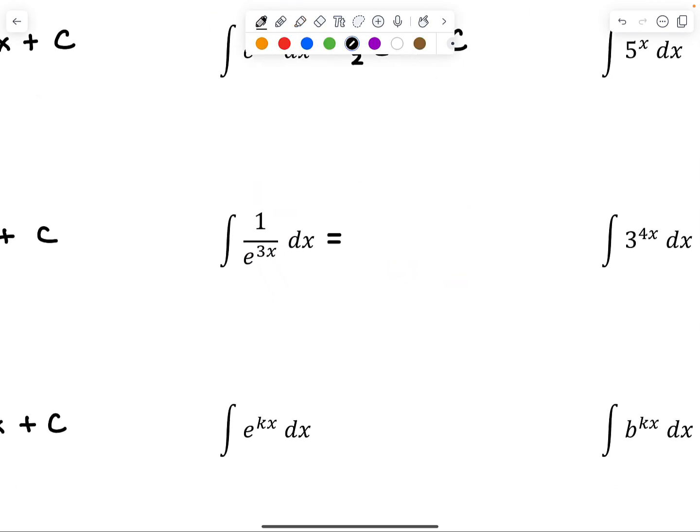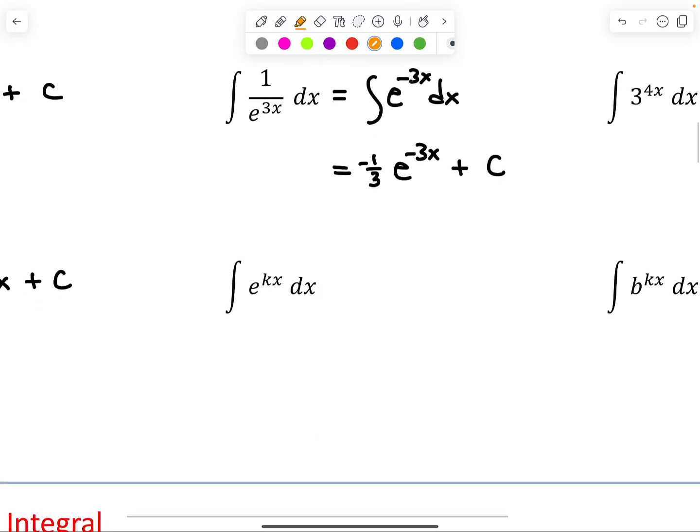Next example, best to rewrite this as e to the negative 3x dx, and then use the same principle. The answer will be e to the negative 3x with some coefficient here, so that when I differentiate, the derivative of e to the negative 3x will be itself times a negative 3. So I need a coefficient such that that coefficient times negative 3 will become 1. Well, that coefficient, therefore, would be negative 1/3, and then plus c.